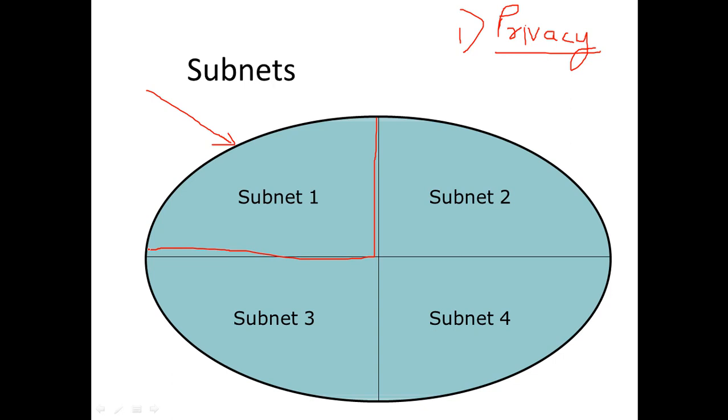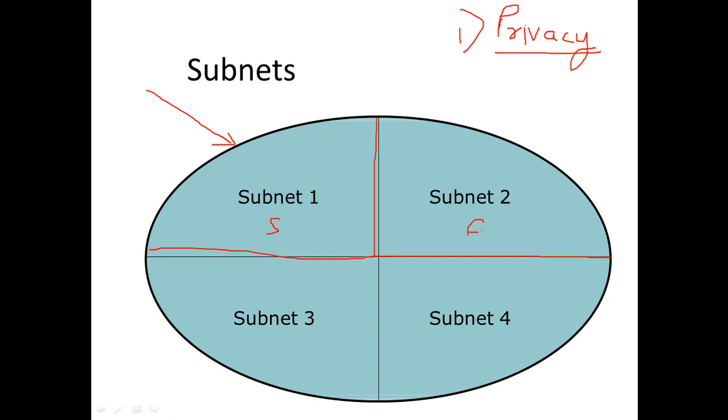Similarly, if a university wants to create a subnet with some more privileges, let's say for faculty, this will be for the faculty. This subnet will be just for the faculty. This is for the students.